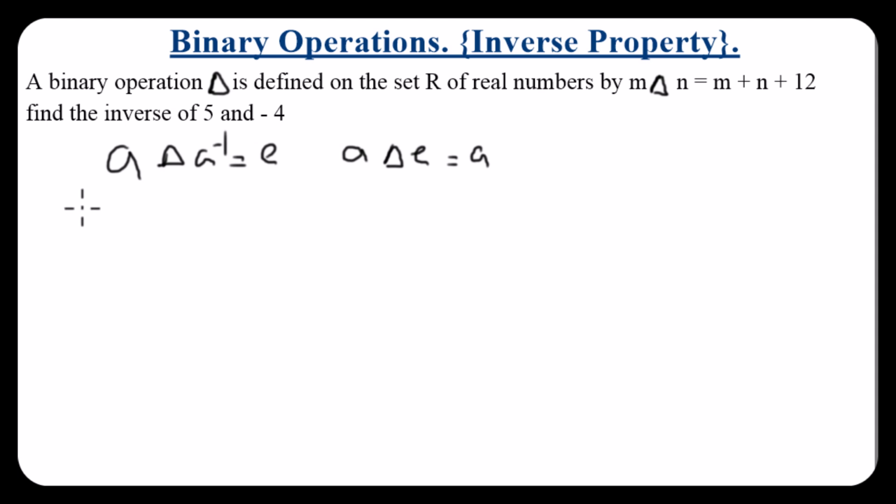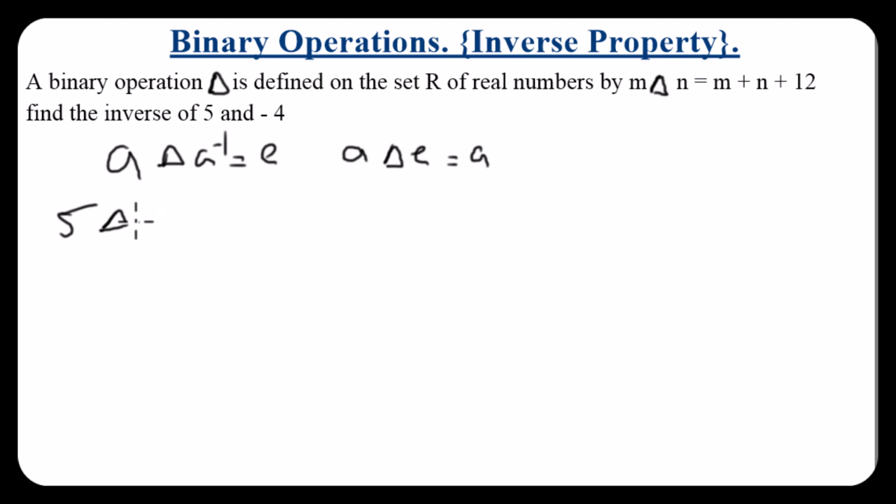So for 5, this becomes 5 delta. Now, if you write 5 inverse here, it has a mathematical value. So let's just assume a value. We don't know what the inverse of 5 is, so we don't want to write 5 to the power minus 1, because that has a value.